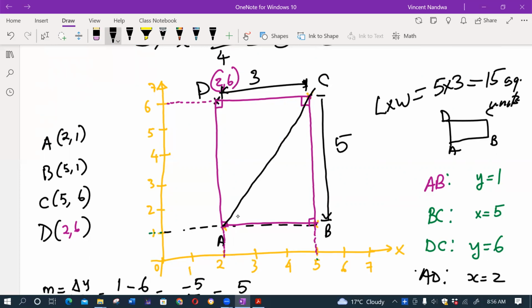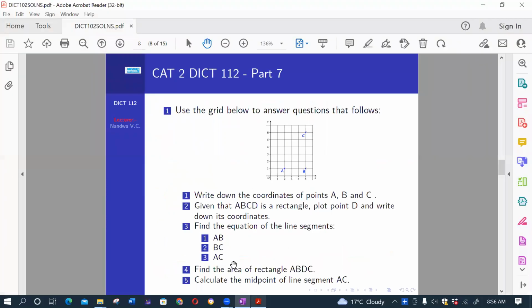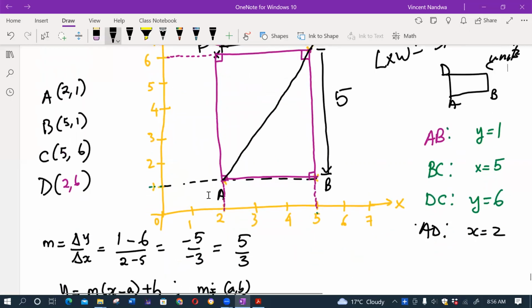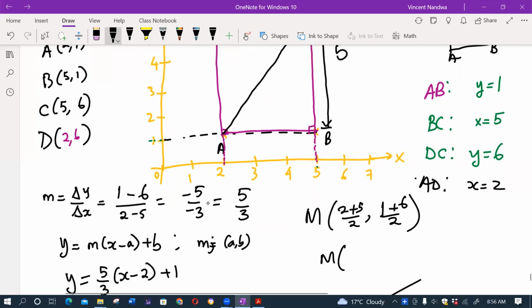Then calculate the midpoint of the line segment AC. The midpoint of AC will have coordinates: the A x value 2 plus the C x value 5, divided by 2, and the A y value 1 plus the C y value 6, divided by 2. So the midpoint will have coordinates 7 over 2, 7 over 2, or 3.5, 3.5. So that's how we're supposed to solve that particular question.